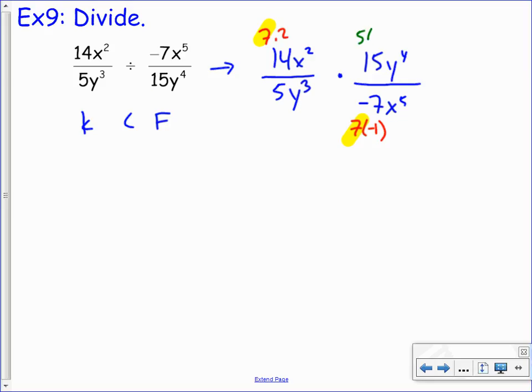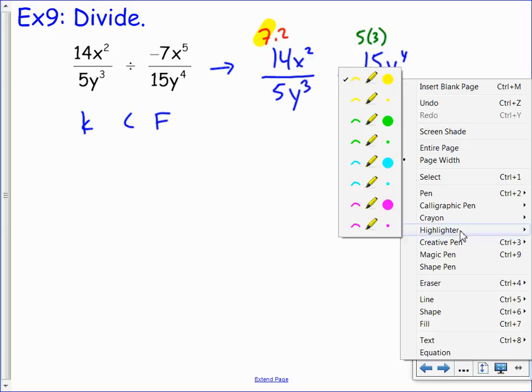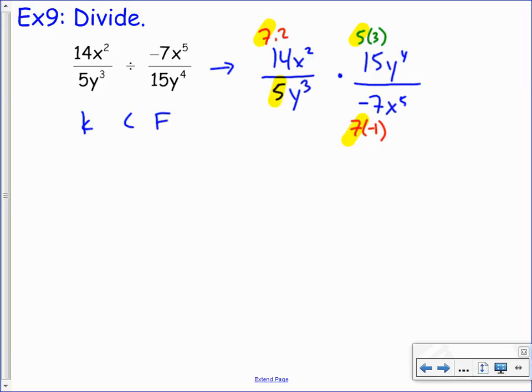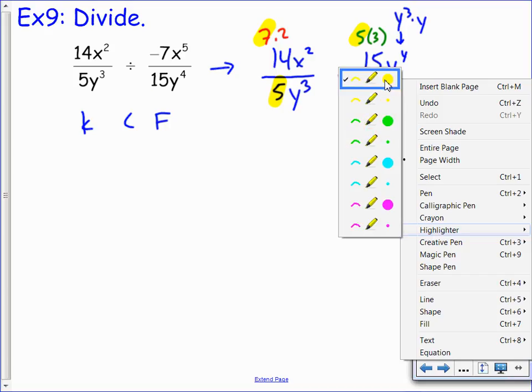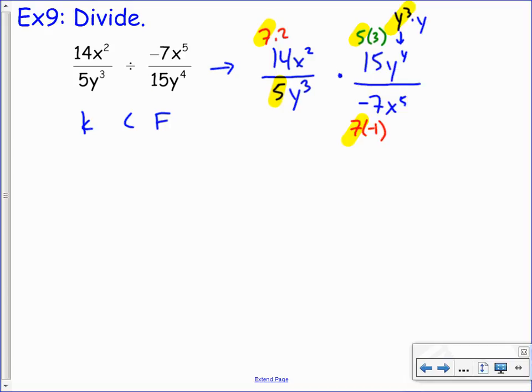15 is 5 times 3. So the 5 at the top cancels the 5 at the bottom. Okay? Yeah, we have y to the 4th. So isn't that y to the 3rd times y? Right? So that's how you get rid of the y to the 3rd. Y to the 3rd cancels out that y to the 3rd.